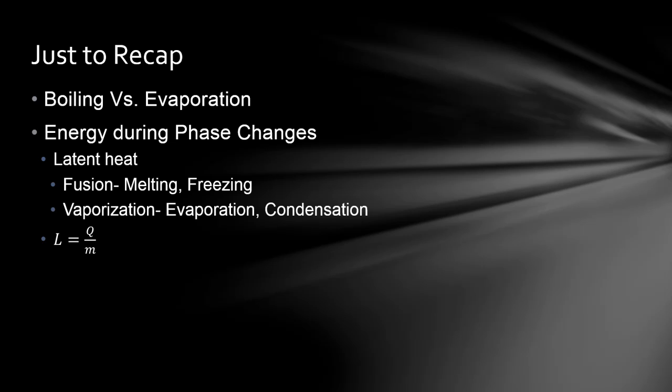Energy during phase changes. This type of energy is called latent heat because it's hidden. We put energy in, and it is hidden in the fact that the temperature doesn't increase. We call the latent heat during the transition of melting and freezing the latent heat of fusion. During evaporation and condensation, it's the latent heat of vaporization. And it's given by the equation where the latent heat equals the heat put into the material divided by the mass.